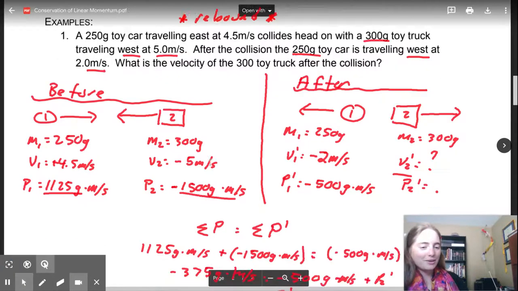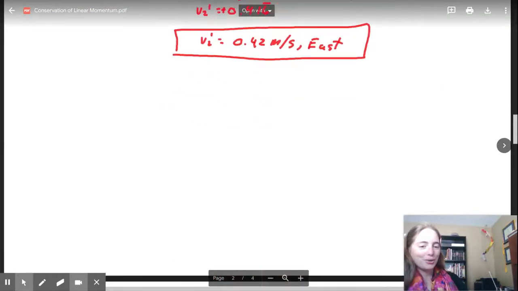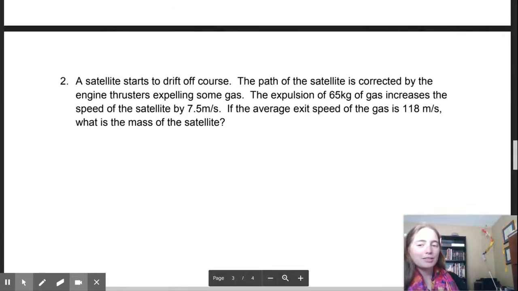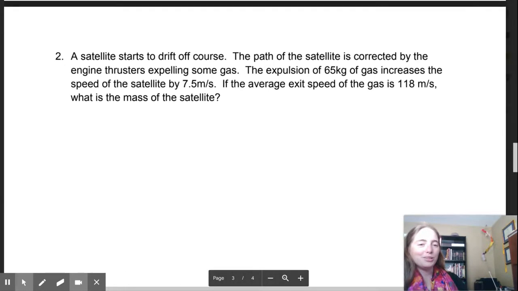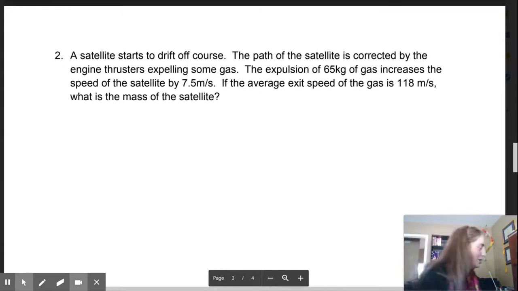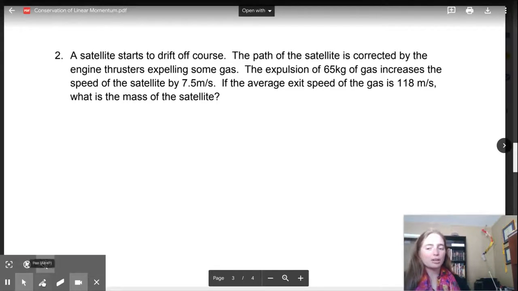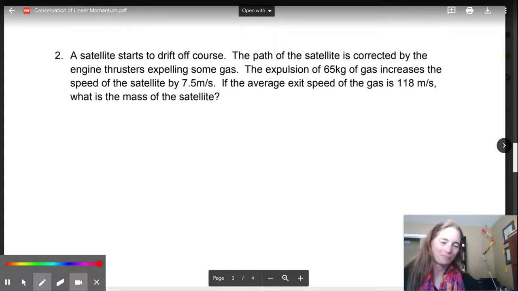The next question that we are going to do is going to be one about a satellite. It's fun. So, ladies and gentlemen, let us begin. Let's get ourselves organized. Start reading our question, figure out what we need. We're going to draw our vector diagrams, solve for momentum, and equate momentum before and momentum after.